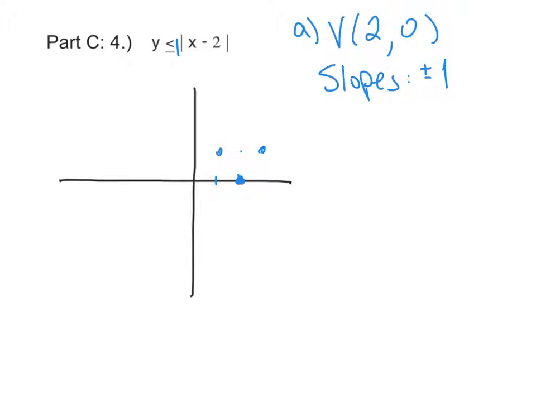But now we need to identify, should that V be drawn in as a solid line or a dotted line? And we look at the inequality. Since it's less than or equal to, that means that we need to use a solid line when we draw it. And there's our graph. Now we need to determine whether we shade up above the V or down below the V. And that's where part B comes in.